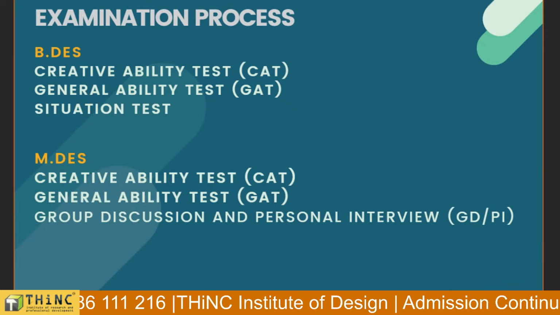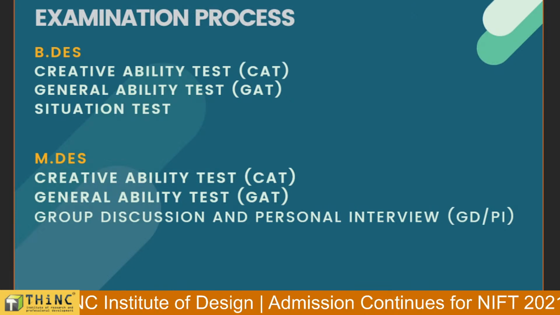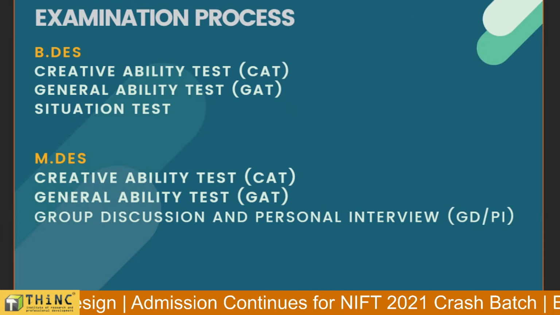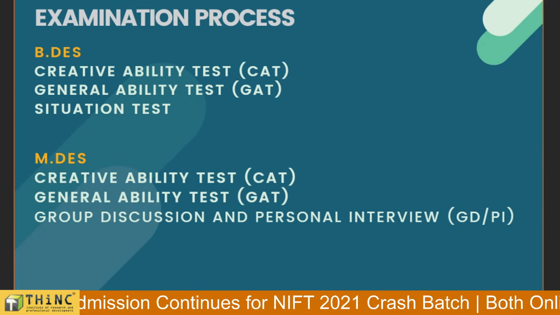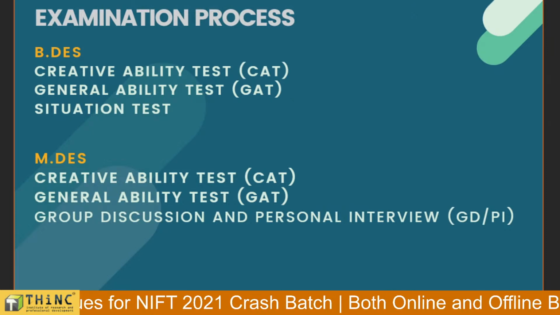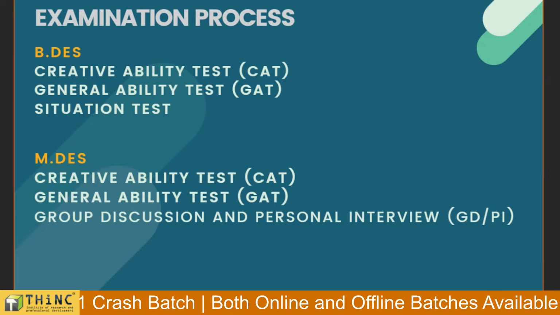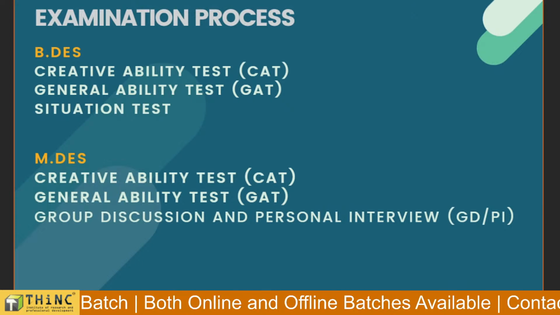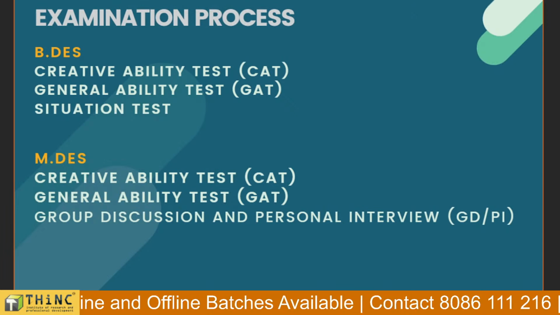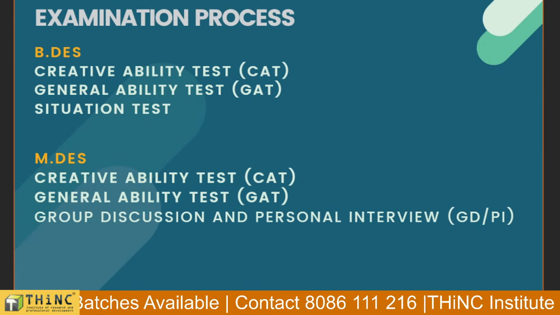And then next, the PG program of B design courses is the MDesign program. For the MDesign program, it is the same: there are two stages of examination. The first stage consists of the CAT examination and GAT examination, the creative ability test and general ability test. And like the BDesign program, after you qualify the first phase, you will be selected for the second round, which is the group discussion and personal interview.